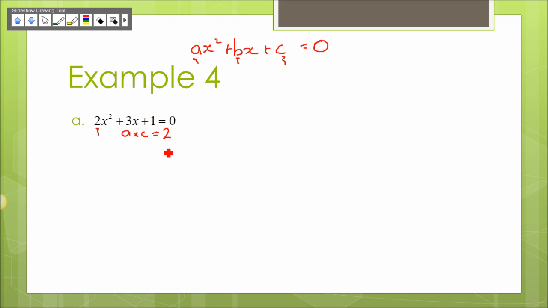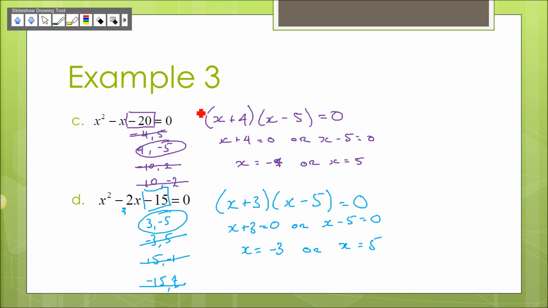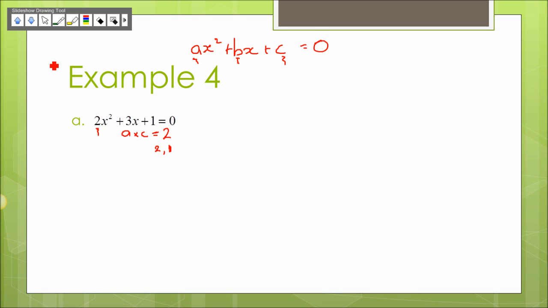Now this is pretty straightforward because the only factors of 2 are 2 and 1. Now we're looking to find two factors that add together to give us plus 3, so we don't need any negative numbers. The only solution is 2 and 1. Unfortunately, we can't now go and, like in the previous example, put them straight into the brackets like this. We have to add yet another step to our method.